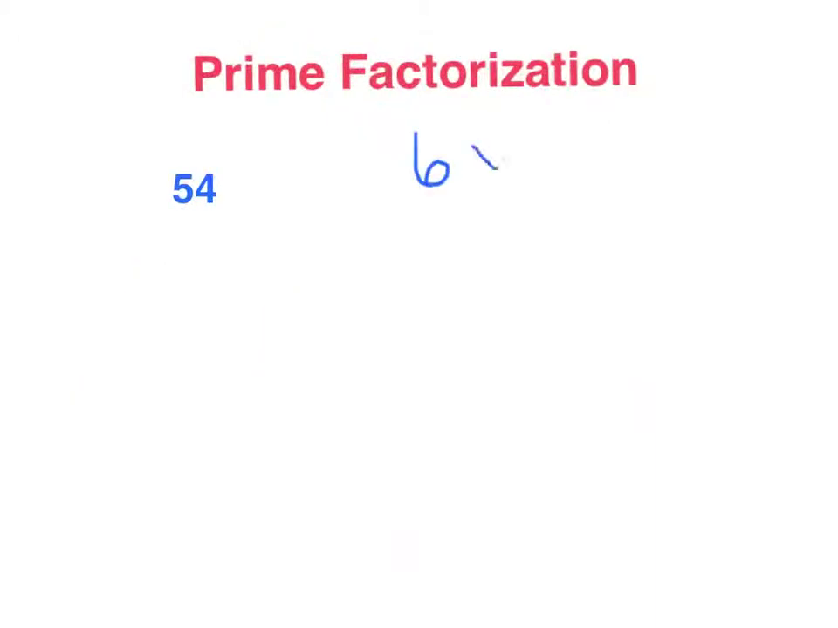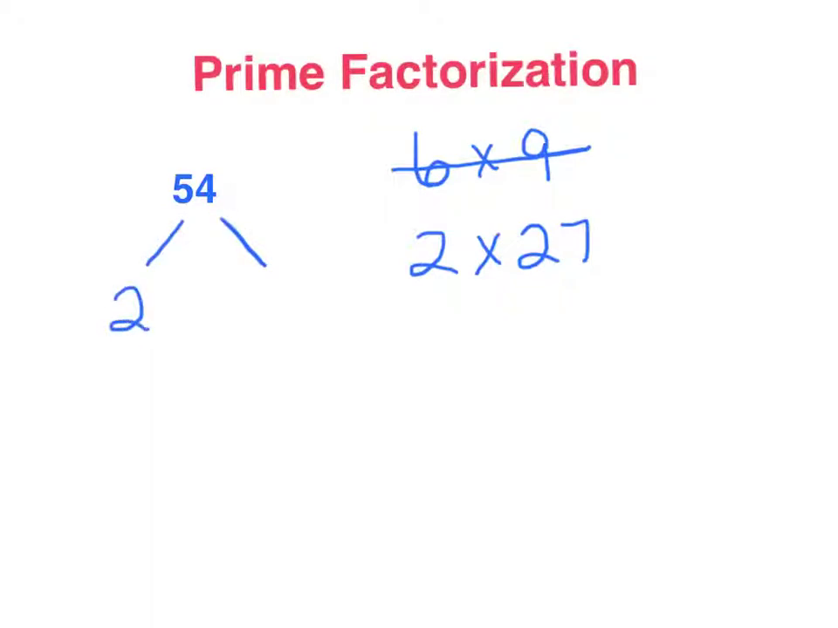6 times 9 are not the only factors of 54. 54 is an even number, so based on the rules of divisibility, we know that 54 is divisible by 2, and it's actually 2 times 27. We didn't have to start our factor tree with 6 times 9. We could have started with 2 times 27.